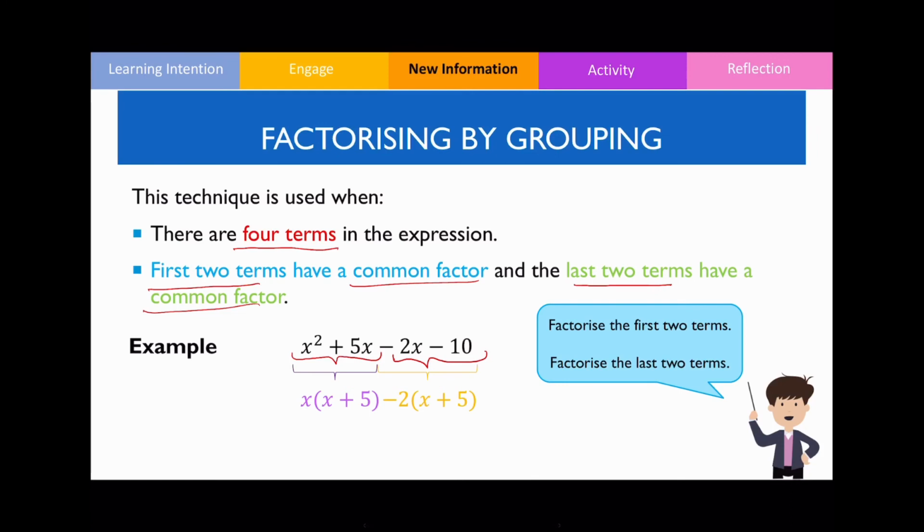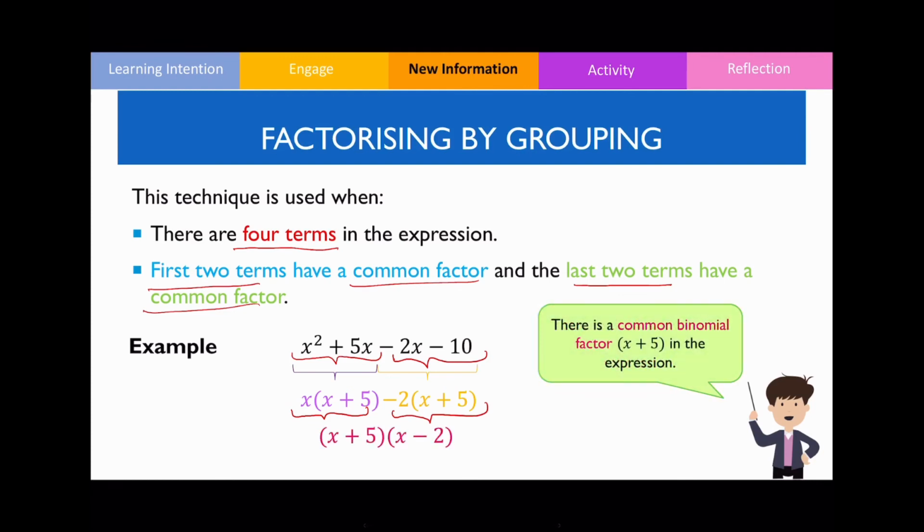Now, once I've combined it together, can you see that there's a binomial factor that's present in this particular expression? Notice that both of these terms over here, okay, so that's one term, that's another term, they both have x plus 5 as a factor. So what I could do is take that outside and therefore factorize it. So if I was to factorize it, this would actually be my answer over here, okay?